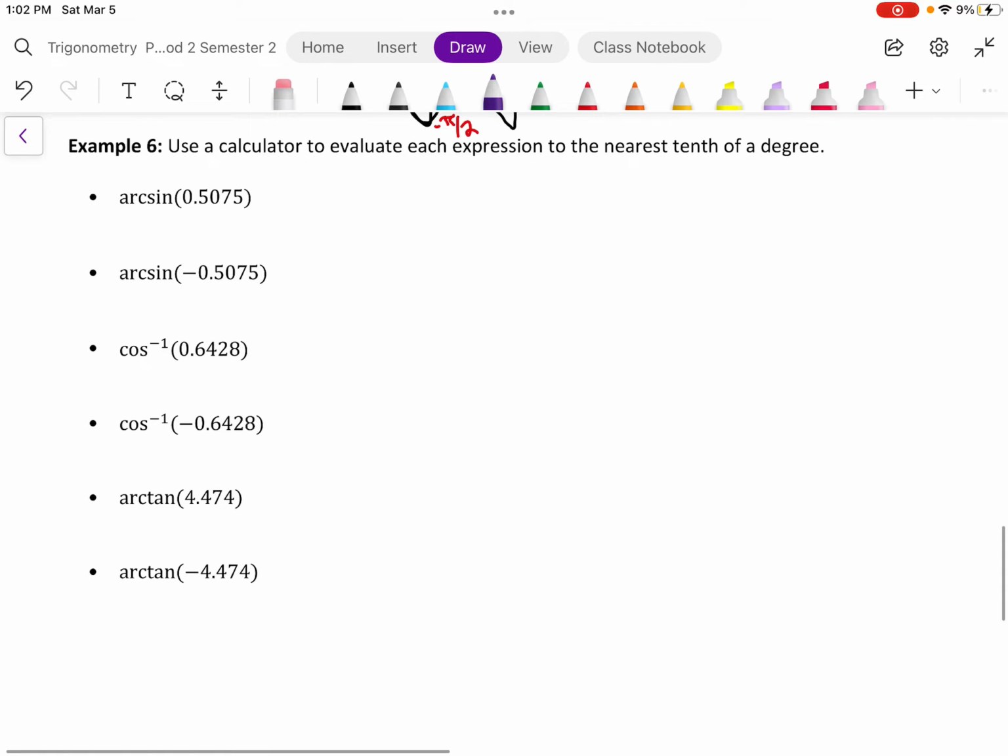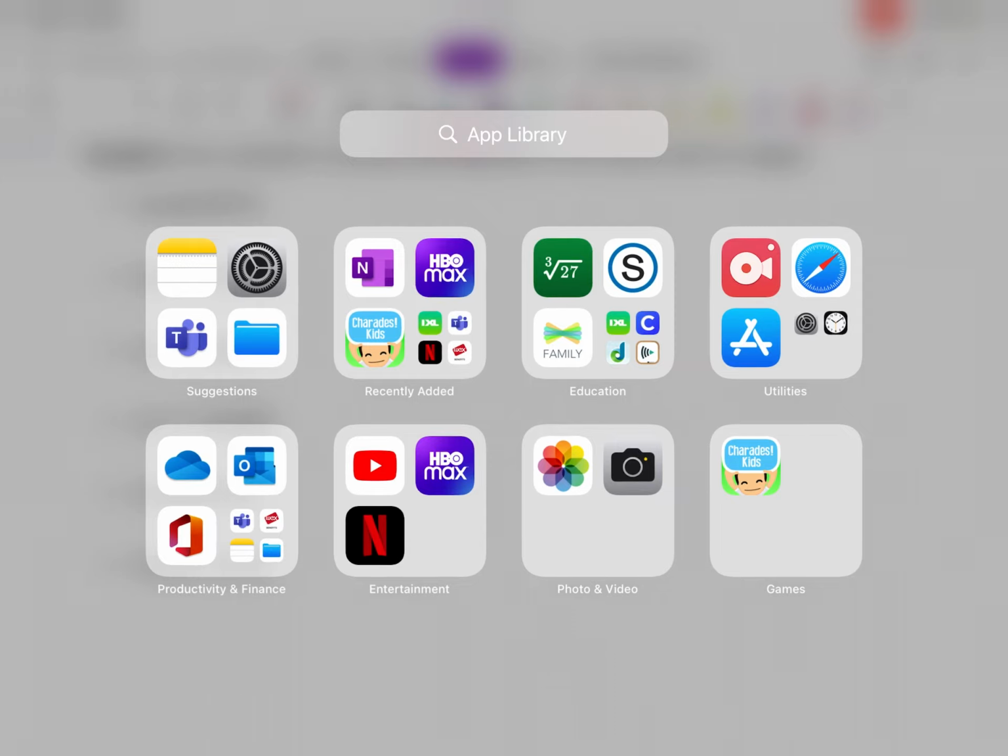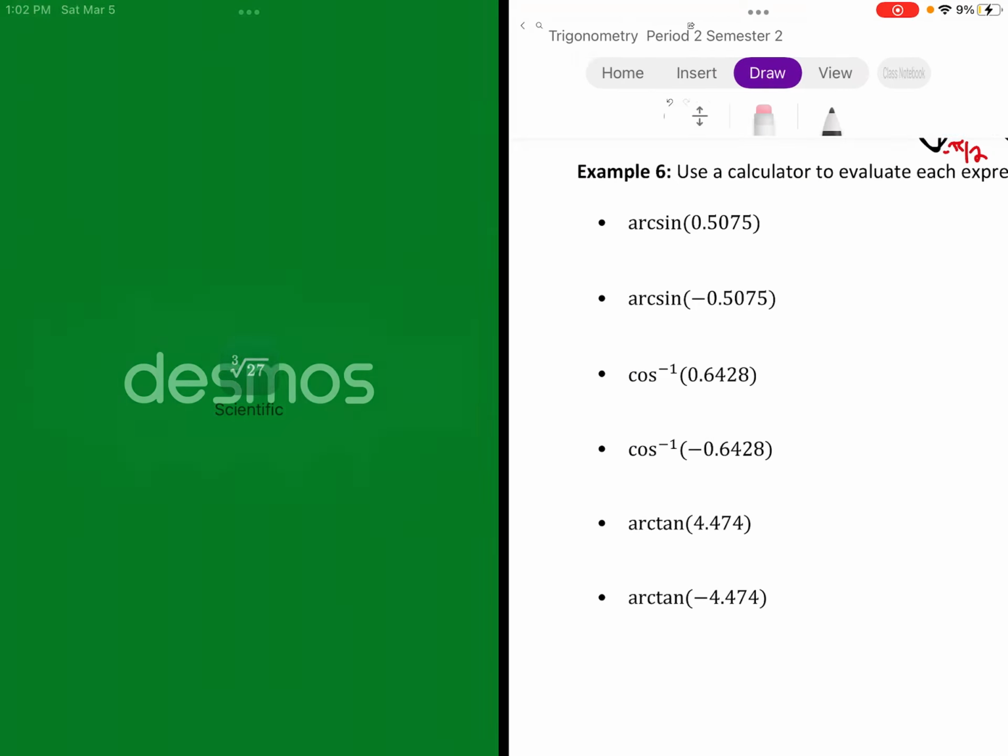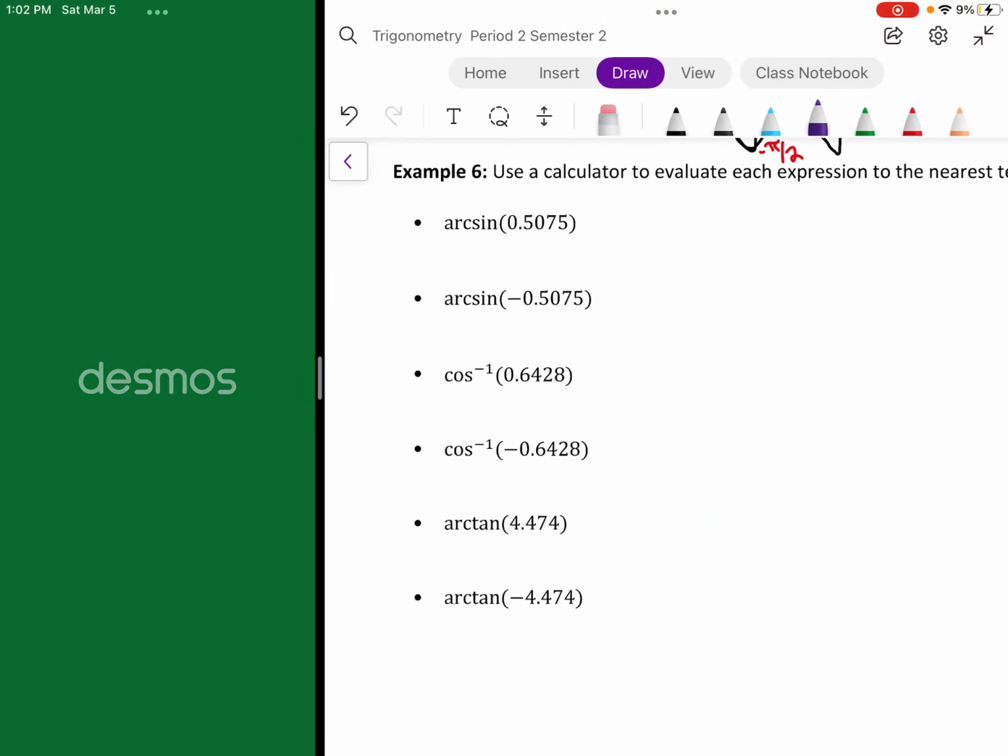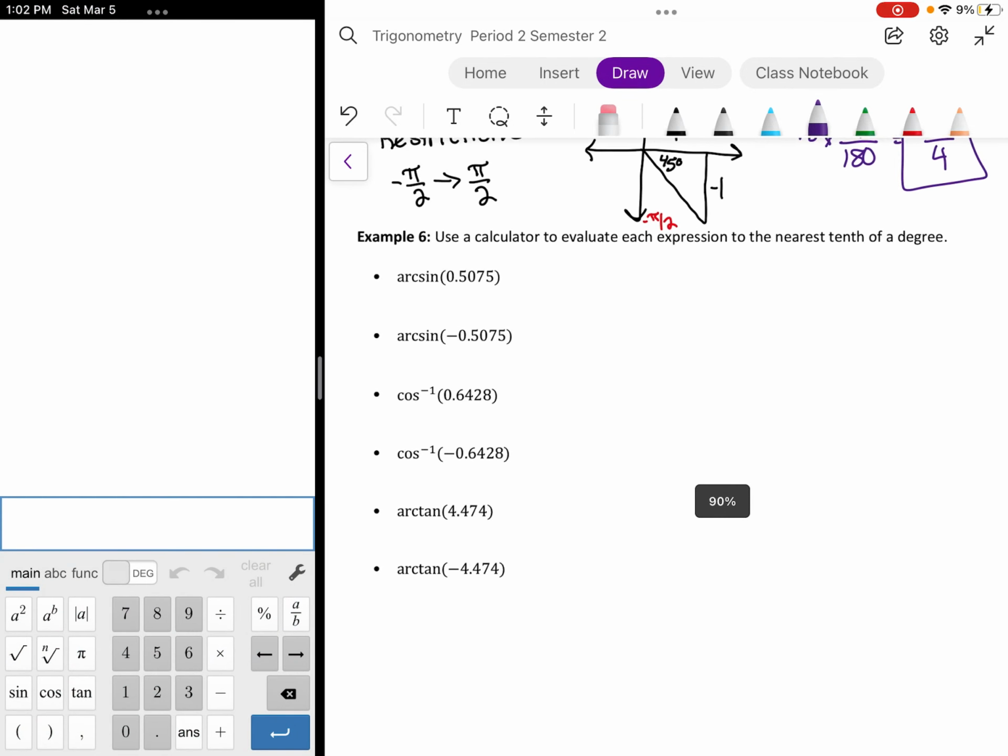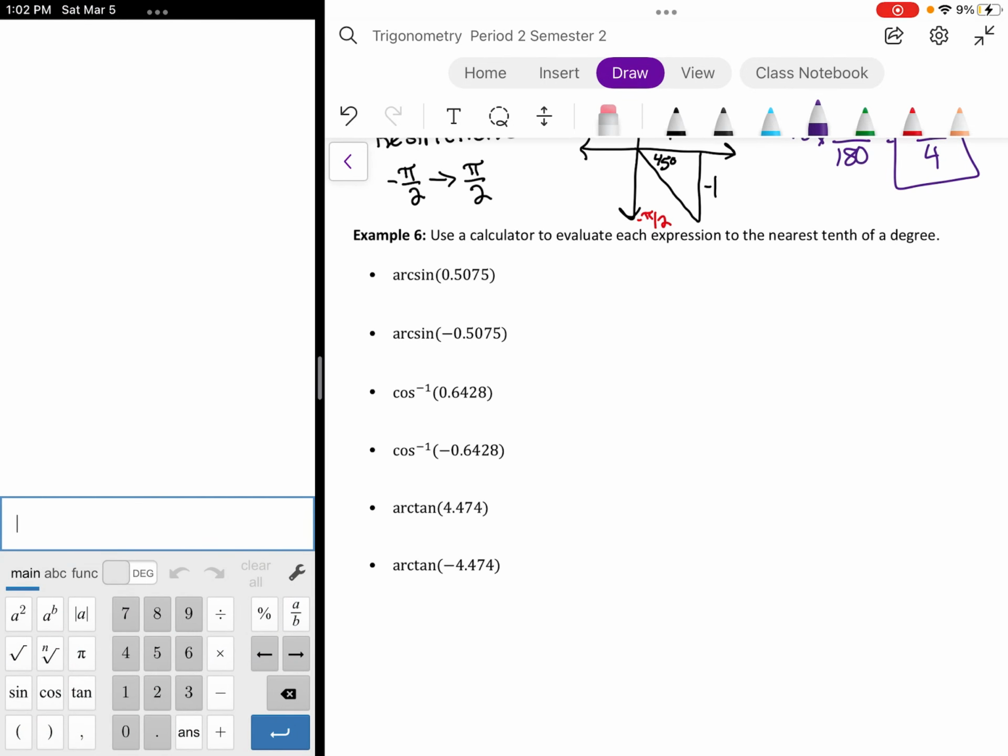Then we can move on to example 6. This time we're going to use a calculator to evaluate. So let me pull up my calculator really quick. Okay, so we're going to use our calculator to evaluate each of the expressions. And remember, for these, we still have our restrictions. So this one is restricted to negative pi over 2 to pi over 2.